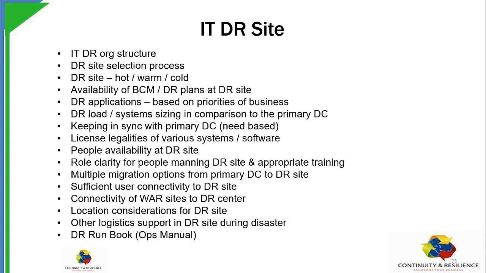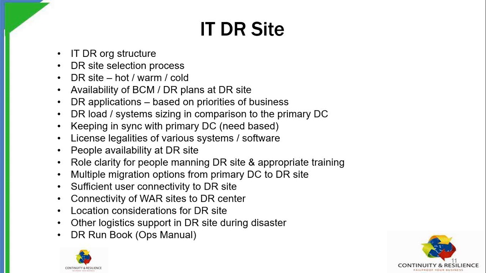So now we are moving to the IT DR side. That's the alternate data center. So what do you do in the alternate data center? You probably look at the org structure and the DR site selection process, whether it is a hot site or a warm site or a cold site. I hope everybody understands what a hot, warm, or cold site is.